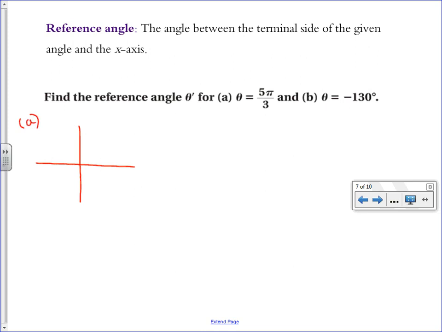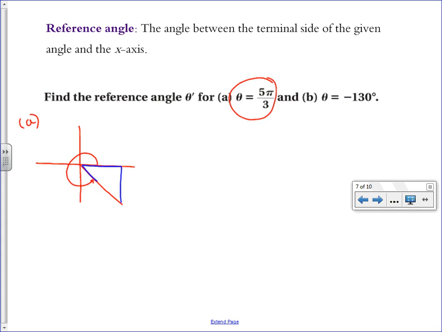It's asking me the reference angle for this theta, 5 pi over 3. So 5 pi over 3 would be just short of a full circle, because a full circle would be 6 pi over 3. So we're just 60 degrees short of a full circle, which brings me to here. How do I know we're 60 degrees short of a full circle? Because we're pi over 3 short of a full circle, and I know that pi over 3 is 60 degrees.